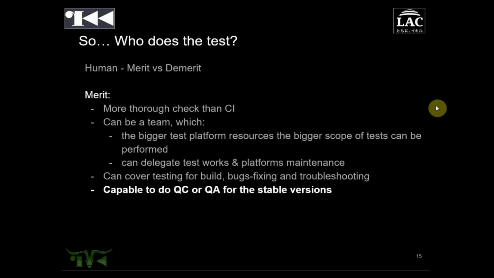The next one is that a human is capable of doing quality control or quality assurance of the stable versions after doing thorough checks and thorough testing, and then having no bugs or regressions spotted. The demerit for that is it needs so much dedication, resources, skill set, and time. Time is as explained in the previous slide.